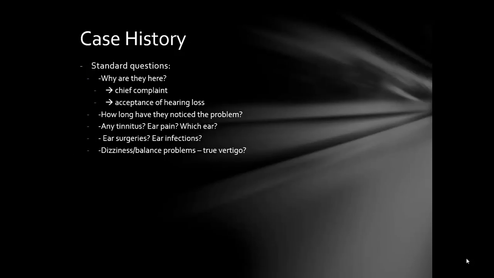Do they have any problems with dizziness or balance? This can be a tricky question because there are a lot of people, especially older adults, who may be diabetic or may have problems with their blood pressure, so when they stand up too fast, they feel faint. That's lightheadedness, and it might be a good idea to take notes about that, but that's not the same as true room-spinning vertigo.